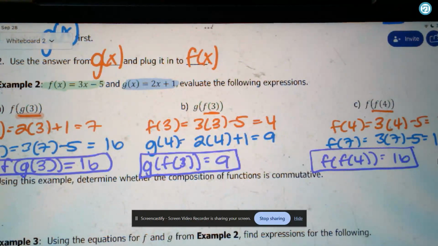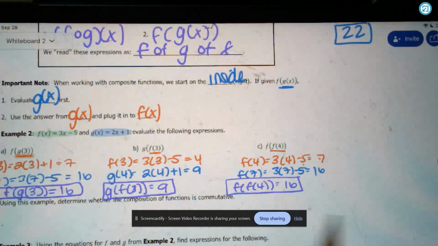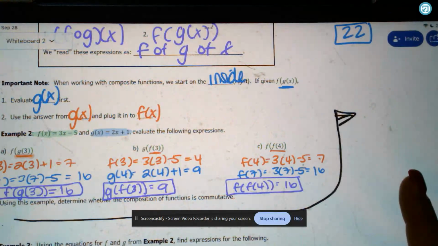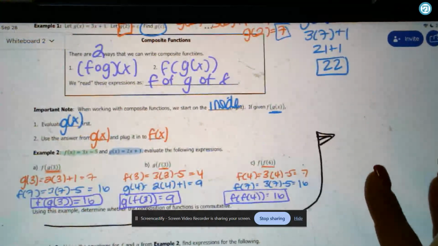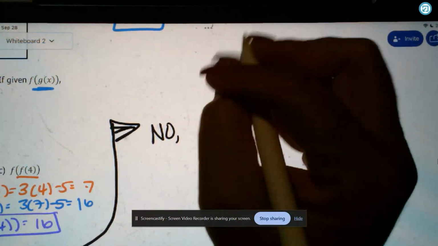All right, so using this example to determine whether the composition of functions is commutative. What that means is, would it matter which order they were done in? Would you yield the same result? I'm going to go over here and write my answer, because I'll never fit my answer into that little space. Our answer is in fact no.